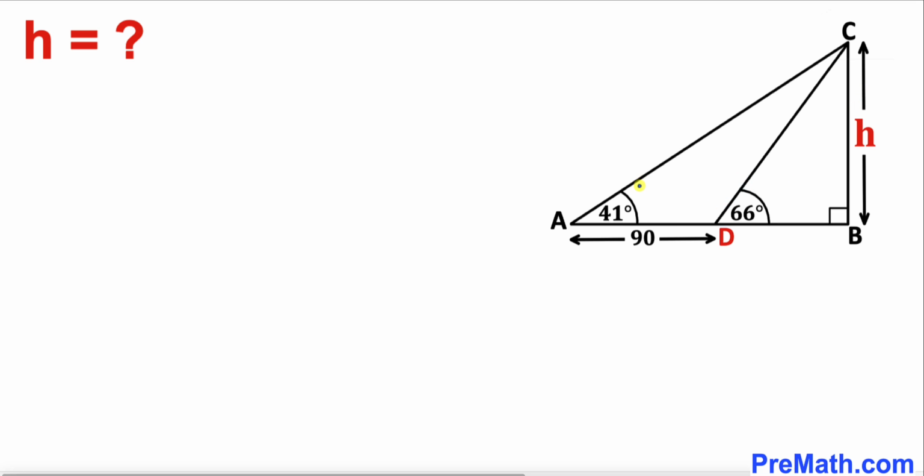We have this right triangle ABC, as you can see in this diagram, such that this angle A is 41 degrees and this angle D is 66 degrees, and moreover this line segment AD is 90 units. And now we are going to calculate this height H.